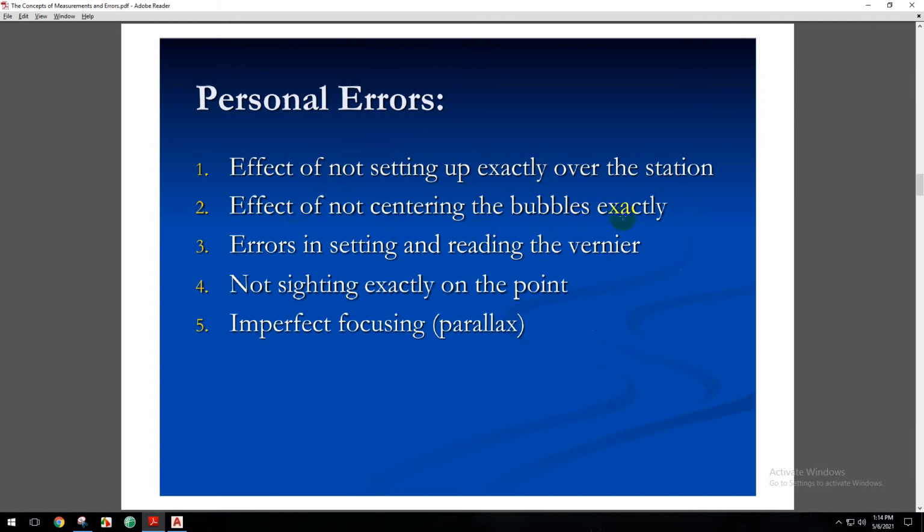Effect of not centering the bubbles exactly. So, kaning bubbles mao na siya ang magpa-level sa imong instrument. Mao na siya ang magpa-perpendicular sa imong instrument sa plumb line or sa imong gravity. So, kung dili nimo ma-center ang bubble, meaning magtakilid na imong instrument. So, if magtakilid na imong instrument, sayop na imong horizontal angle, sayop na imong vertical angle nga basa, dagan kag sayop nga makuha nga data kay dili nimo na siya level og sakto.